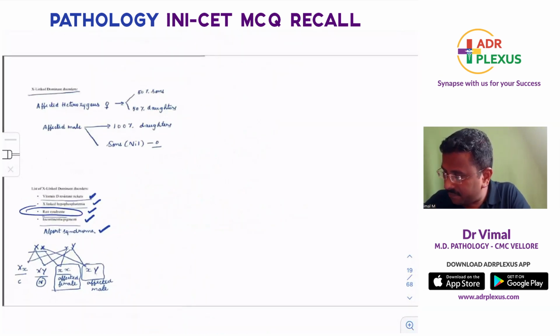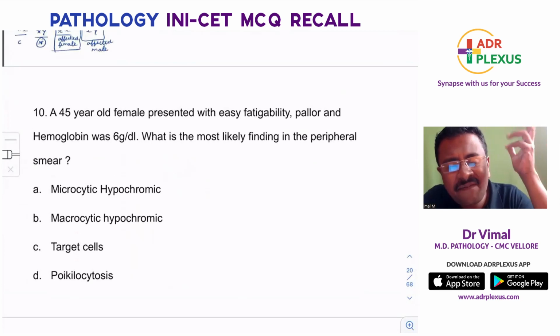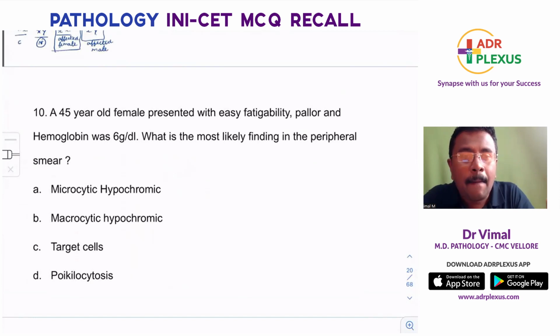Then the next question is, a 45-year-old female presented with easy fatigability and pallor. So a female presenting with pallor and fatigability, you will think of anemia. And the hemoglobin was 6 gram per deciliter. So hemoglobin given is very low. And the examiner is asking what is the most likely finding in the peripheral smear.